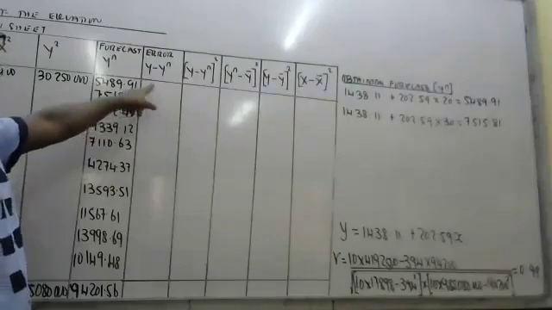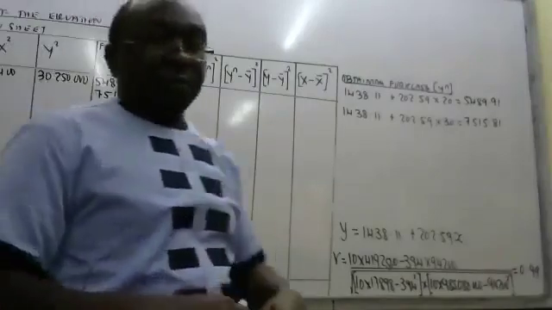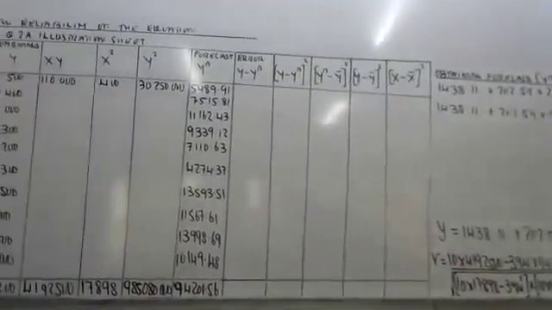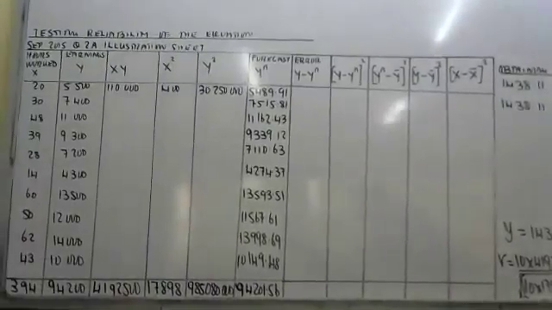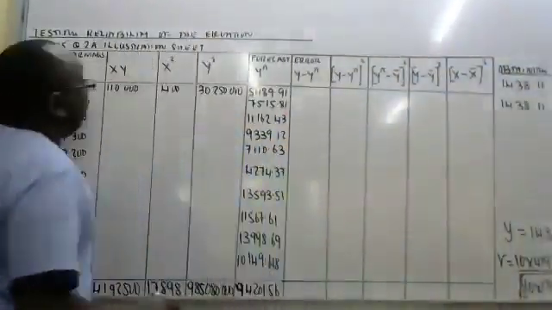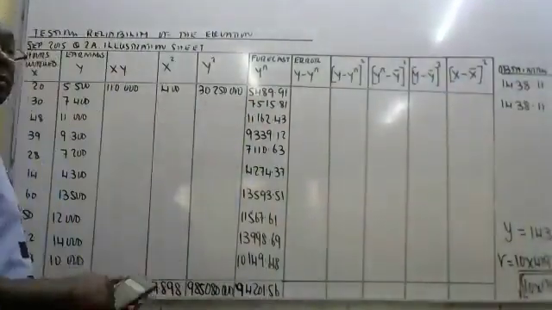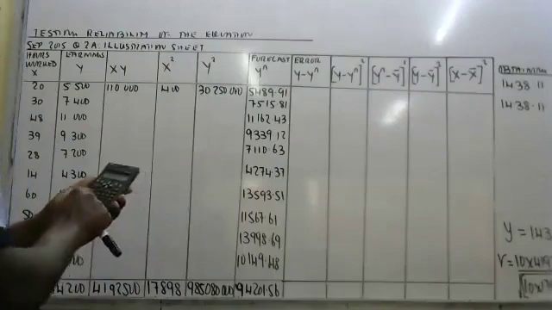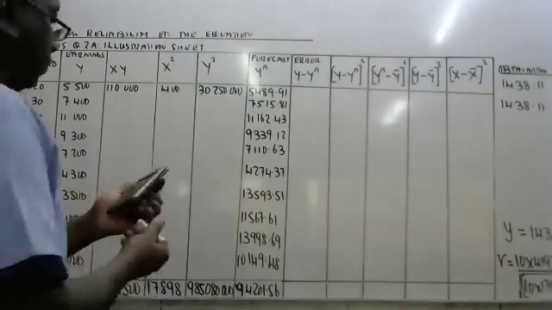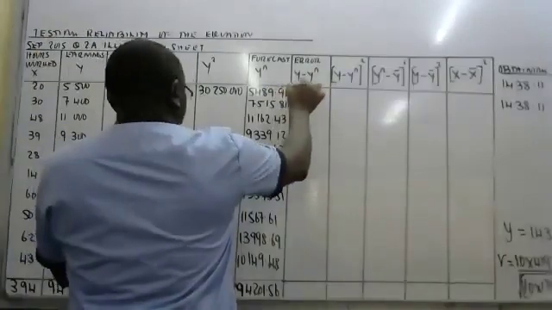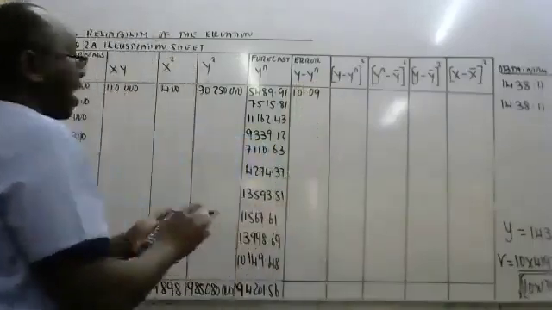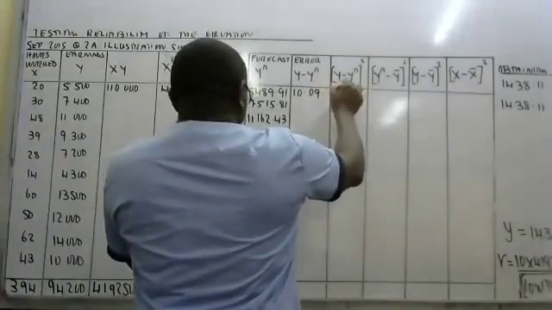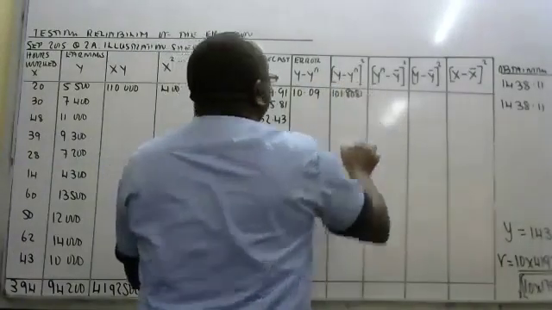This one, it is y minus y predicted. So now you take this value of y and subtract here, as the formula says. So it is 5500 minus 5489.91 equals 10.09. And before you move on, you square that answer, you get 101.8081.